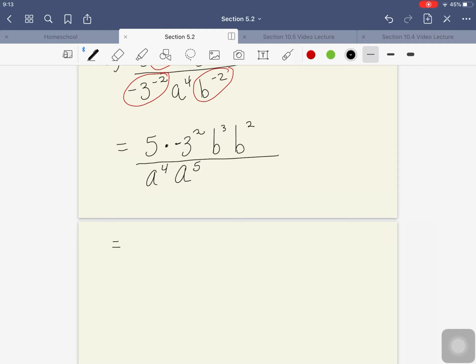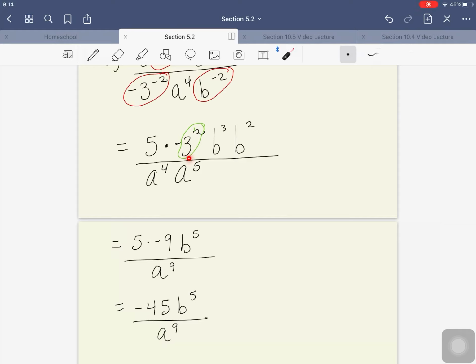All right, so now we'll multiply. This negative exponent only applies to the 3 and not the negative. So that's going to end up being a negative 9. So 5 times a negative 9, b to the fifth, and a to the ninth would equal a negative 45 b to the fifth over a to the ninth. Now that would be different if this negative were in parentheses, then of course that would be a positive 9 and this would be a positive 45.